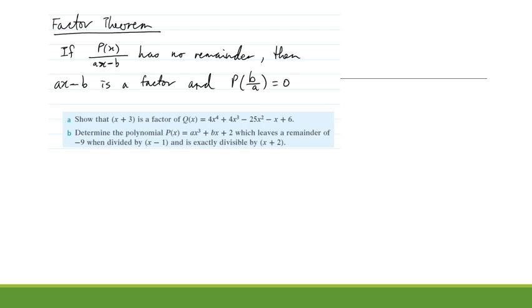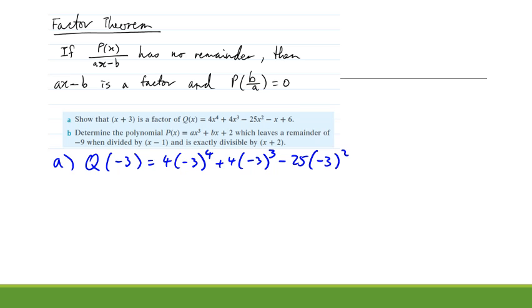So factor theorem continues on the remainder theorem. If it's equal to 0 when you plug it in, then it's a factor. So part A, show that x plus 3 is a factor of q of x. Same thing as before, we plug in a negative 3. Remember, it's always the opposite. So 4 times negative 3 to the power 4 plus 4 times negative 3 to the power 3 plus 25 times negative 3 to the power 2 minus x, so minus 3 plus 6.